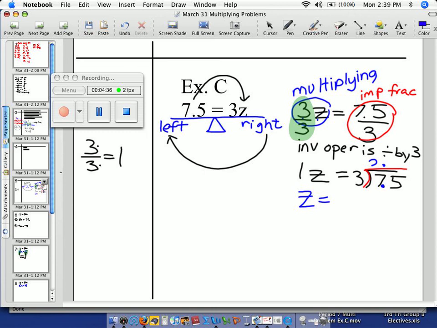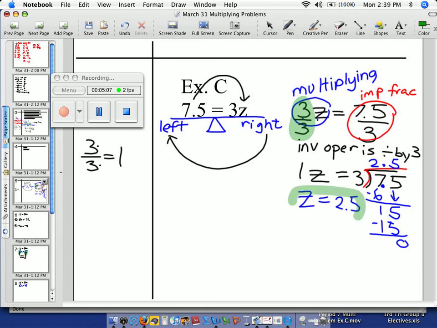3 times 2 is close to 7. 7 minus 6 is 1. You're going to bring down that 5 to make 15. And then 3 times 5 is 15. I have a remainder of 0. Had there been a remainder, let's say 15 minus 14, there's a 1, you would have to drop the 0 and drop it like hot. Alright, z is 2.5.